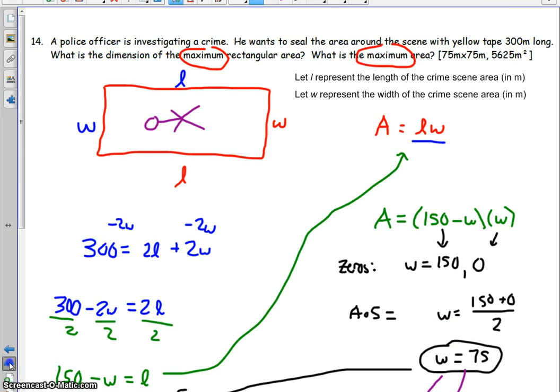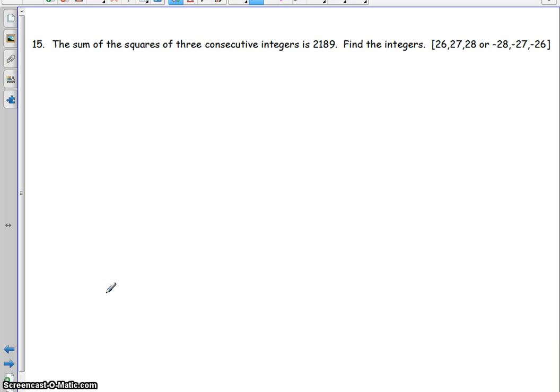Okay, let's take a look at another one. The sum of the squares of three consecutive integers is 2,189. Find the integers. So again, let's start with the sum of the squares here. That means we're going to be adding each of those numbers squared. We need to find variables for all of these values. So I'm going to start by letting a represent the first integer.